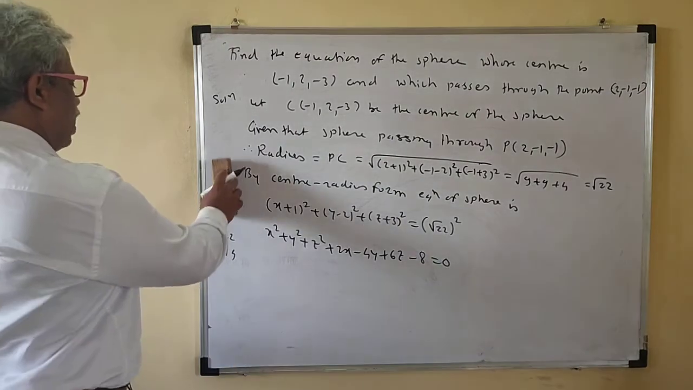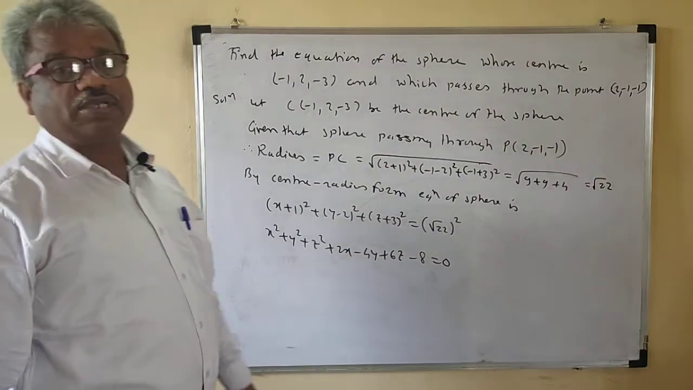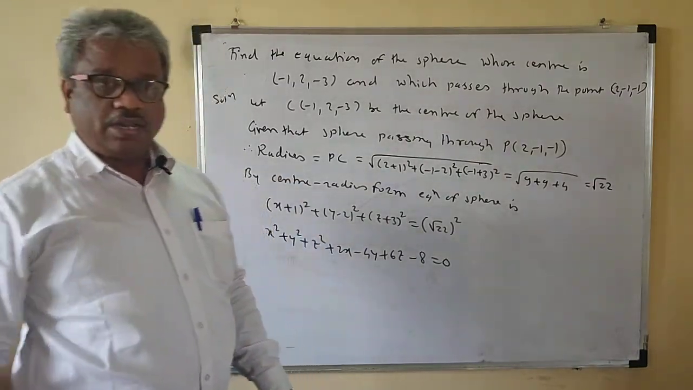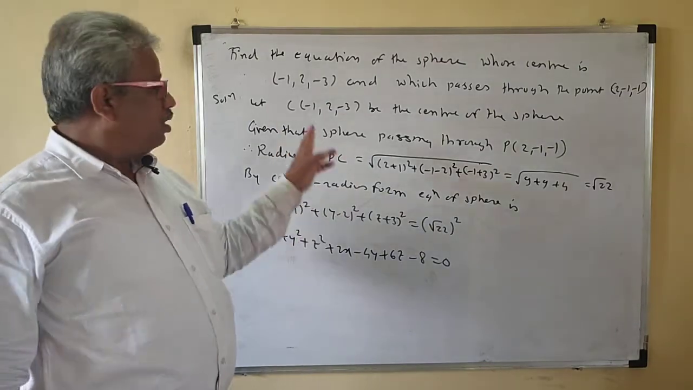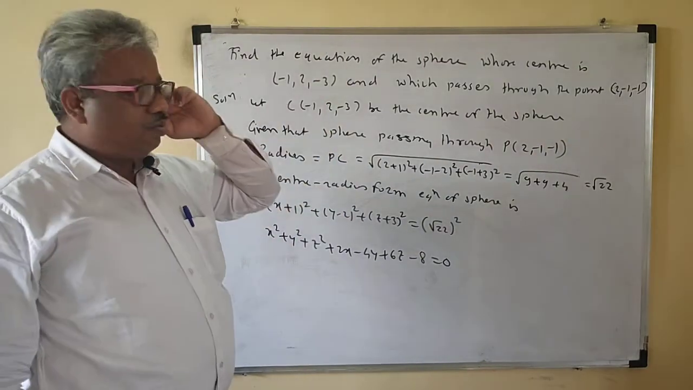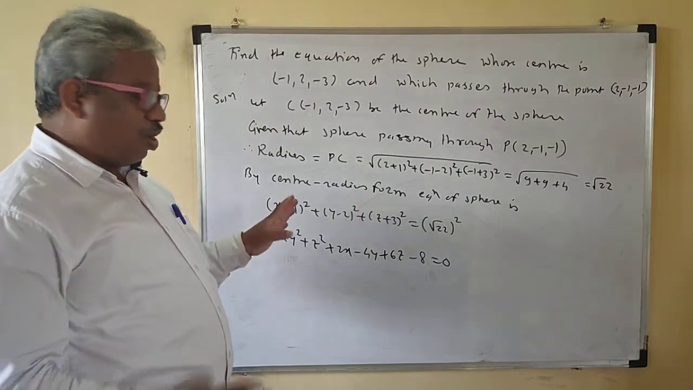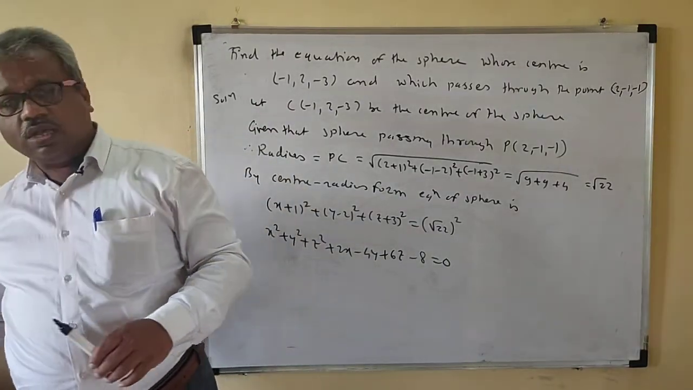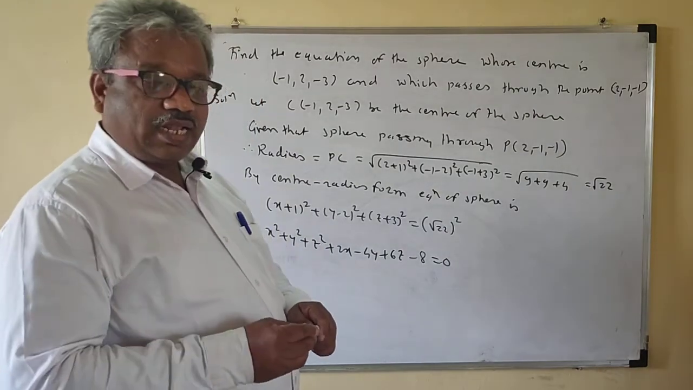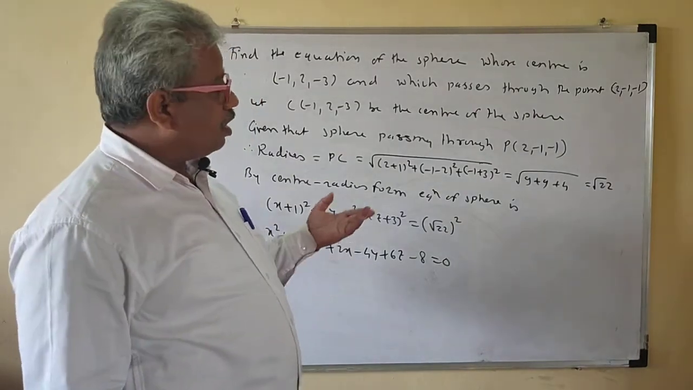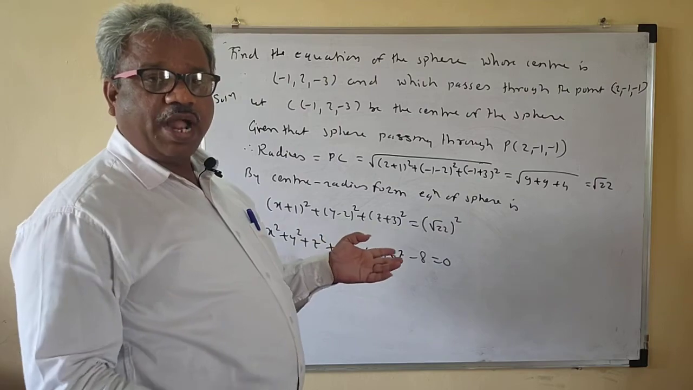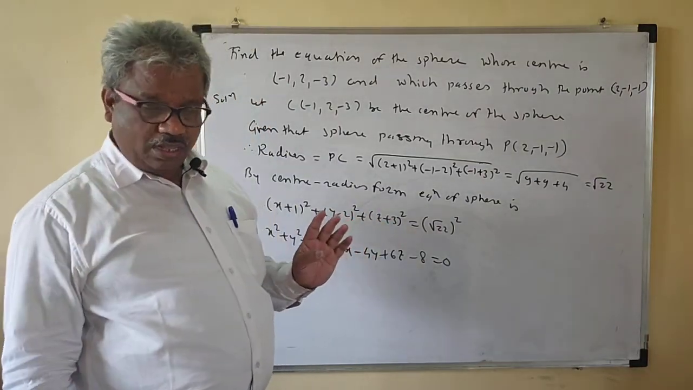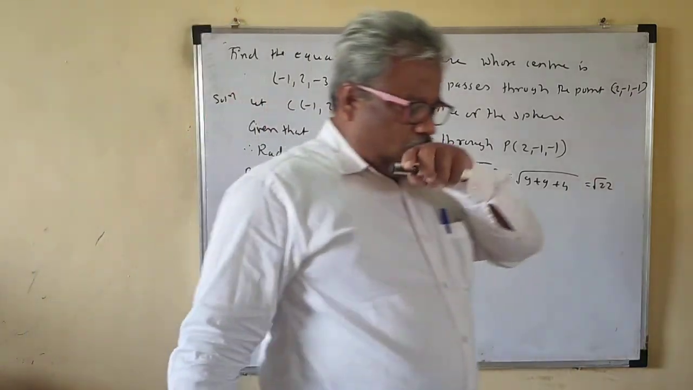Okay, so I hope that you understand how to find the equation of the sphere if you have the center, and you can find the radius of the sphere if a point on the sphere is given to you. That is how to apply the center radius form to find the equation of the sphere. In the next part we will see how to find the equation of the sphere if the endpoints of the diameter are given to you. Okay, so now we stop here.